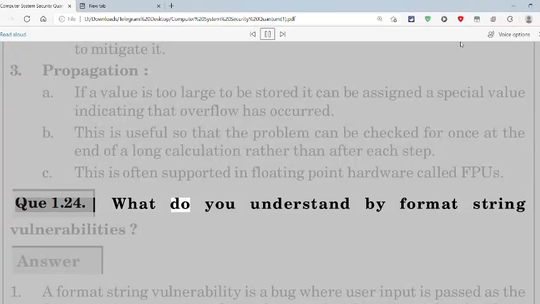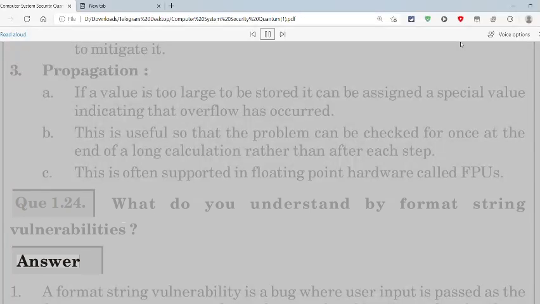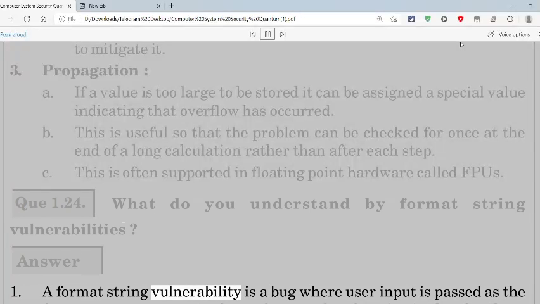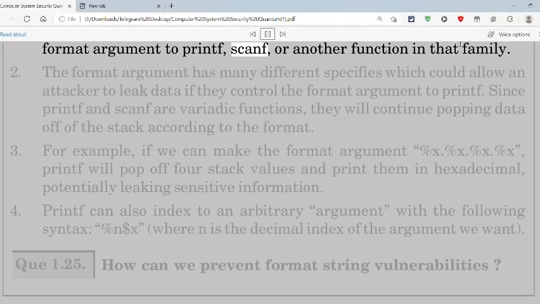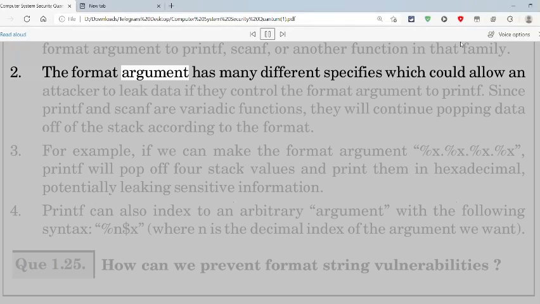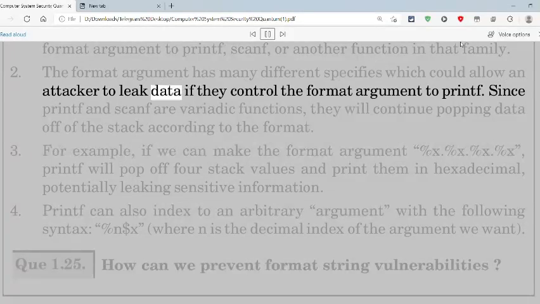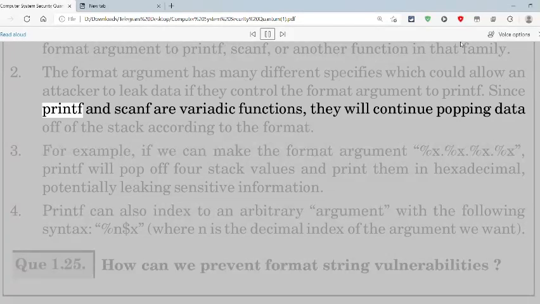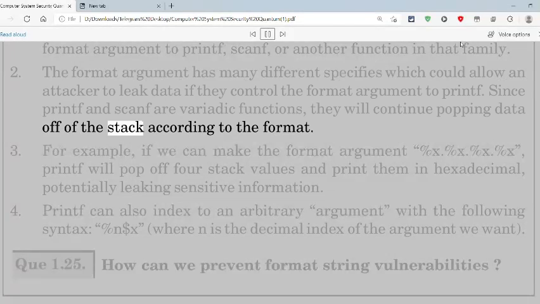K1.24. What do you understand by format string vulnerabilities? Answer. 1. A format string vulnerability is a bug where user input is passed as the format argument to printf, scanf, or another function in that family. 2. The format argument has many different specifiers, which could allow an attacker to leak data if they control the format argument to printf. Since printf and scanf are variadic functions, they will continue popping data off of the stack according to the format.